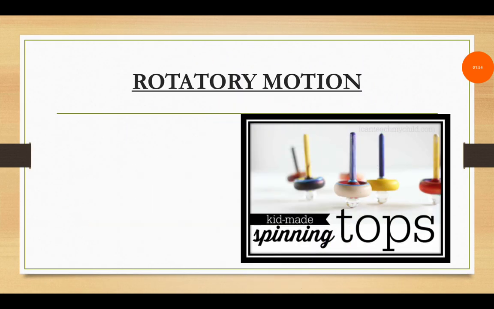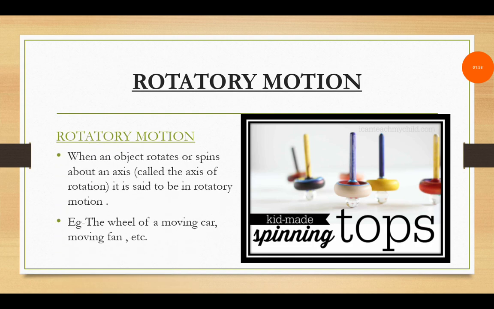Now, rotatory motion. When an object rotates or spins about an axis, called the axis of rotation, it is said to be in rotatory motion. For example, the wheel of a moving car or a moving fan, etc.